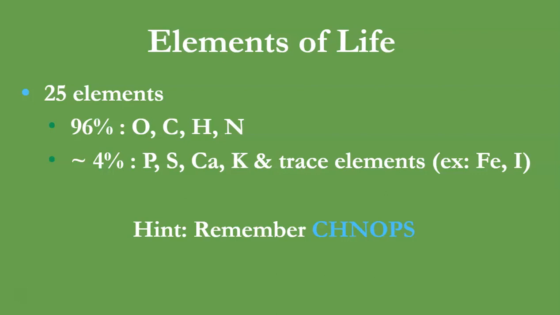So, elements of life, always remember CHNOPS: carbon, hydrogen, nitrogen, oxygen, phosphorus, and sulfur. Those are kind of the most important elements for us in life. The first 4 are making up 96% of life, and then we have other trace elements. So the thing that makes something organic is carbon, meaning life. If it doesn't have carbon, then it cannot be alive.